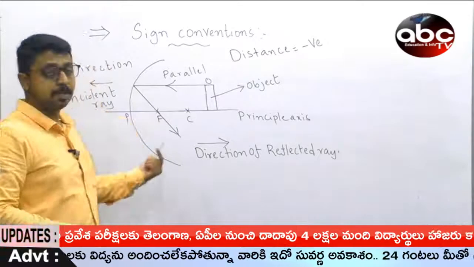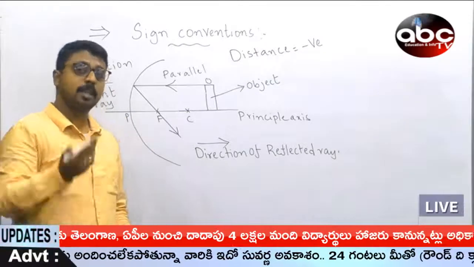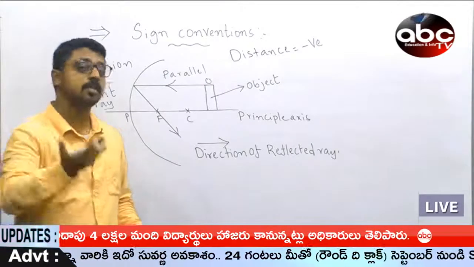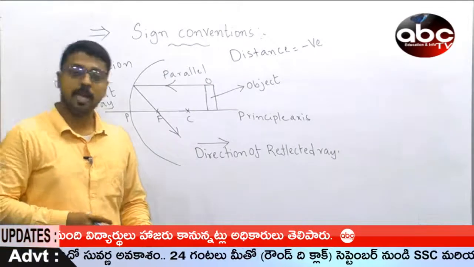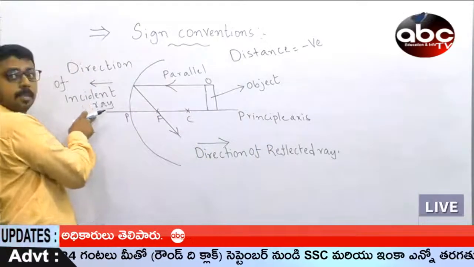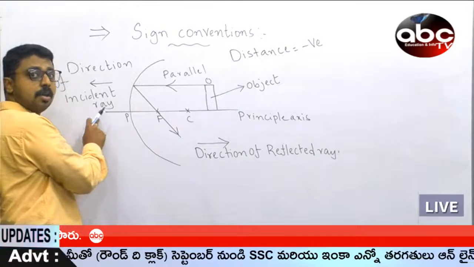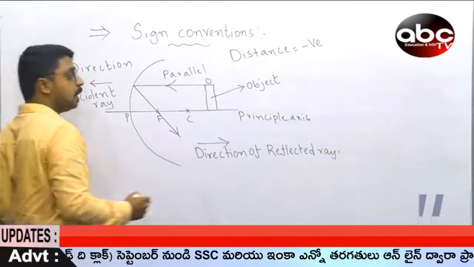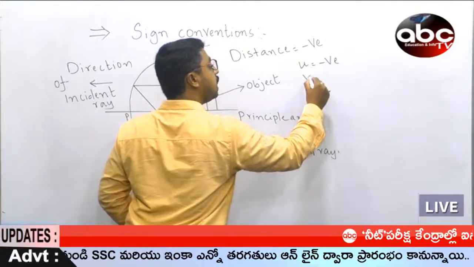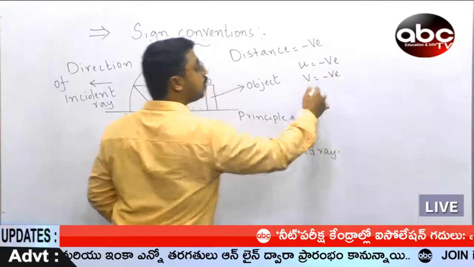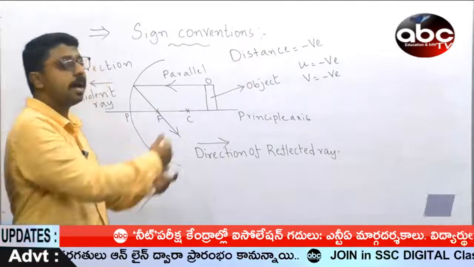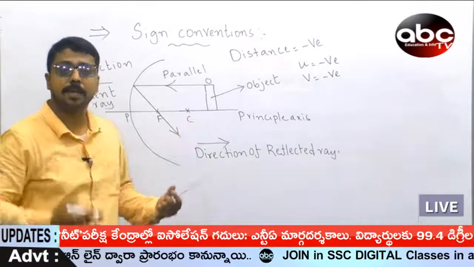Whether it is the object distance, the image distance, the focal length, or the radius of curvature. That is, suppose the image is formed here. It is not lying in the direction of the incident ray. Therefore, object distance is taken as negative, image distance is also taken as negative. Next to it we write the value, for suppose -15 centimeters, -20 centimeters, like that.